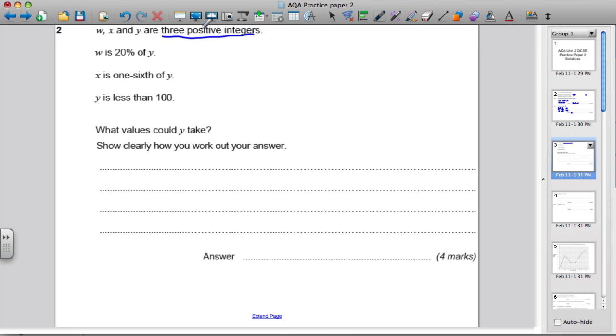Question 2. W, X and Y are three positive integers. That means they are bigger than 0 and they are whole numbers. Integer means whole number. W is 20% of Y. So W is 20% as a fraction is a fifth of Y. X is a sixth of Y. And Y is a number less than 100. What values could Y take?